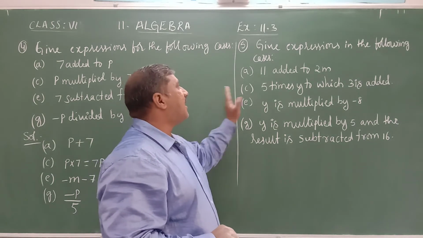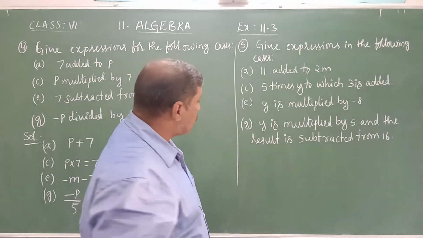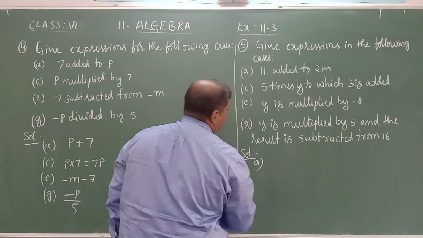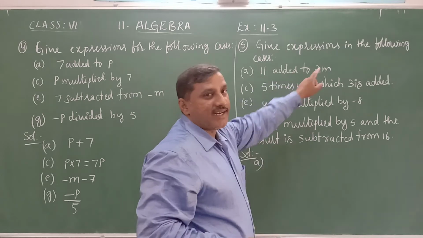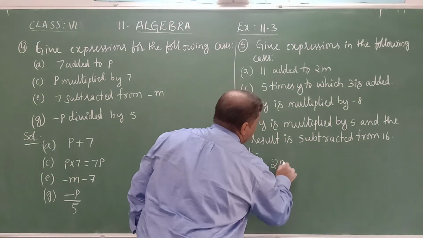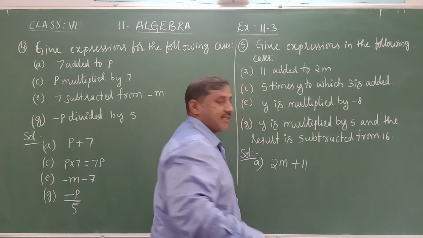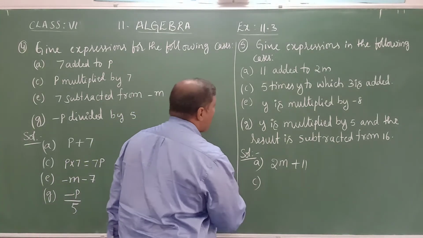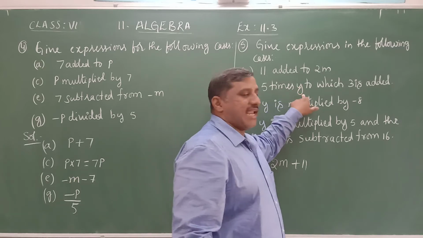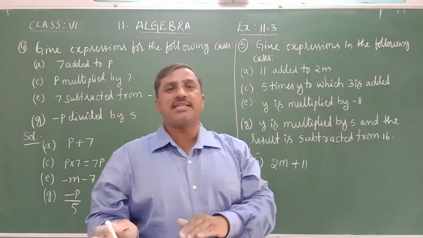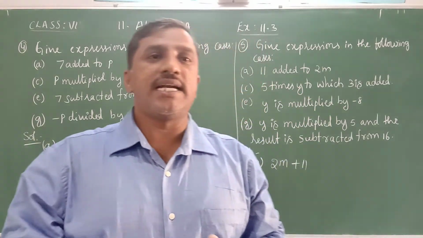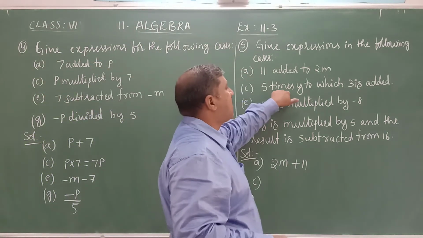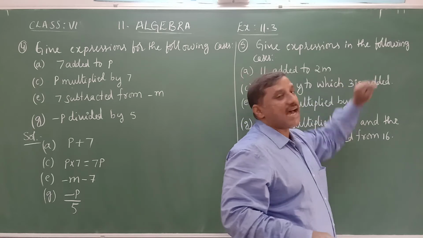A bit. 11 is added to 2m, that is 2m plus 11. Next, the C bit here we have 5 times y. 5 times y means 5 into y, that is 5 is multiplied by y. 5 times y, to which 3 is added.